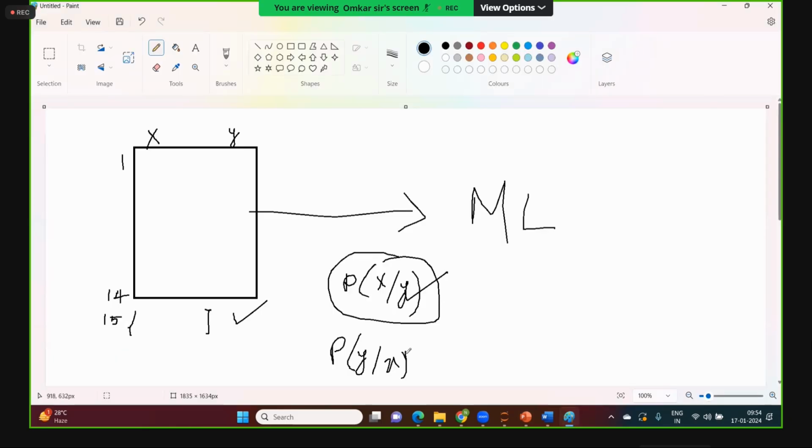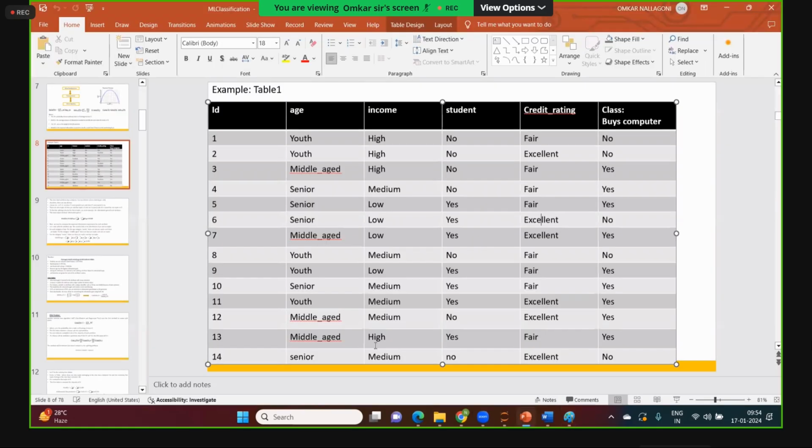Now come to the reverse, P of Y by X. Who will come first here? Input is coming first, and you are talking about Y. Now Avinash is asking, okay bro, I will give a different scenario. Age is equal to youth, income is equal to high, student equal to yes, credit rating is fair. Now what is your answer? Tell me.